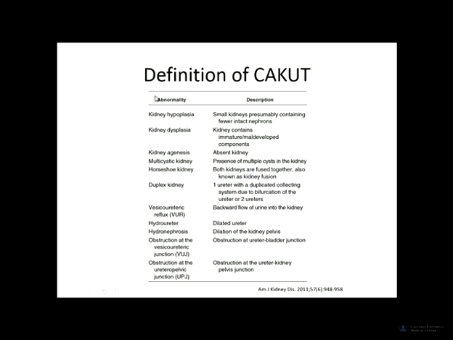And these are the abnormalities that fall into this grouping: hypoplasia, dysplasia, lack of a kidney, cystic kidney, horseshoe and duplex kidney that I'll talk about later, reflux, hydroureter, hydronephrosis, obstruction at the vesicoureteric junction, or obstruction at the ureteropelvic junction.